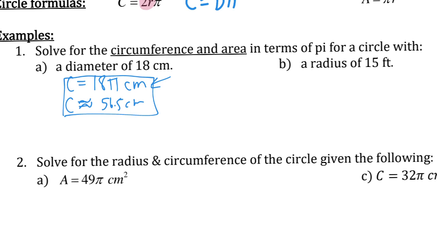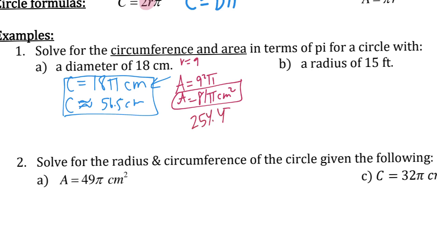Area, on the other hand, is going to be the radius squared times pi. So if the diameter is 18, the radius equals 9. So 9 squared times pi, or 81 pi. That would be centimeters squared. Okay, anytime you do area, it's something squared, square area. And then if you do 81 pi, you're going to get 254.47, and that's centimeters squared as well.